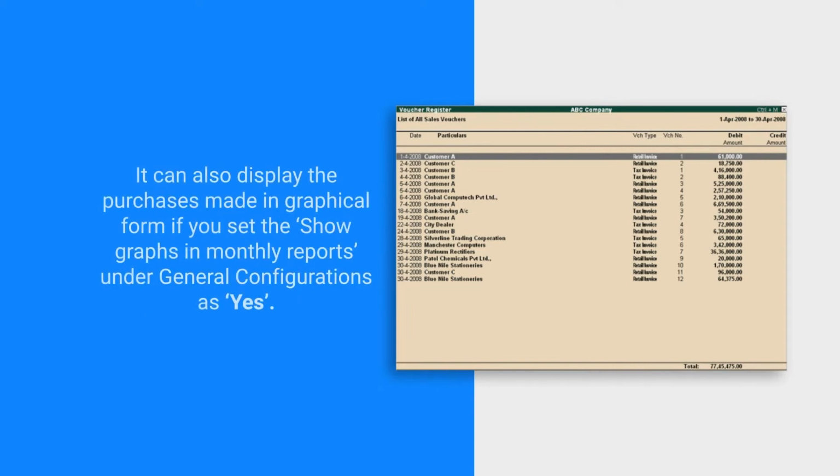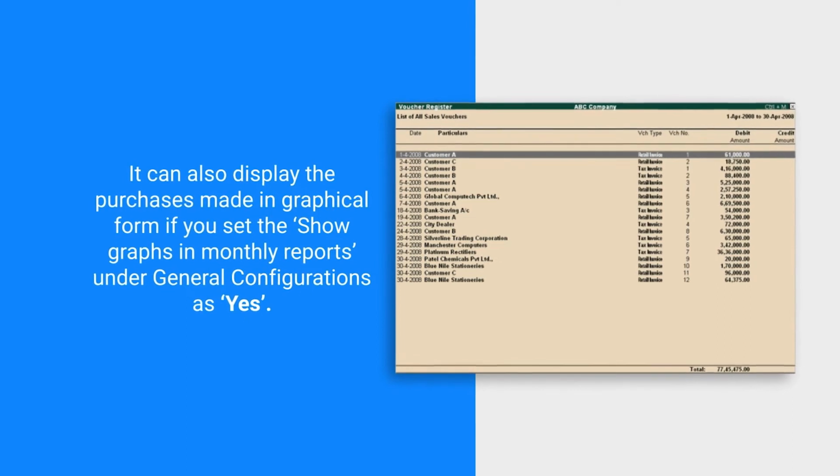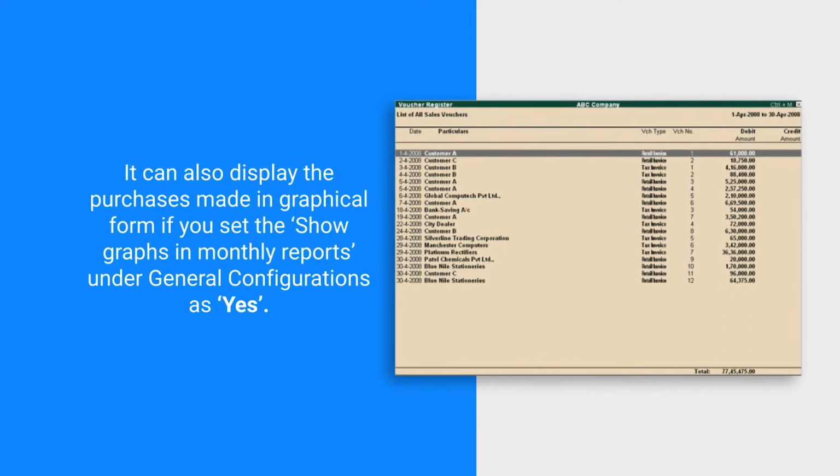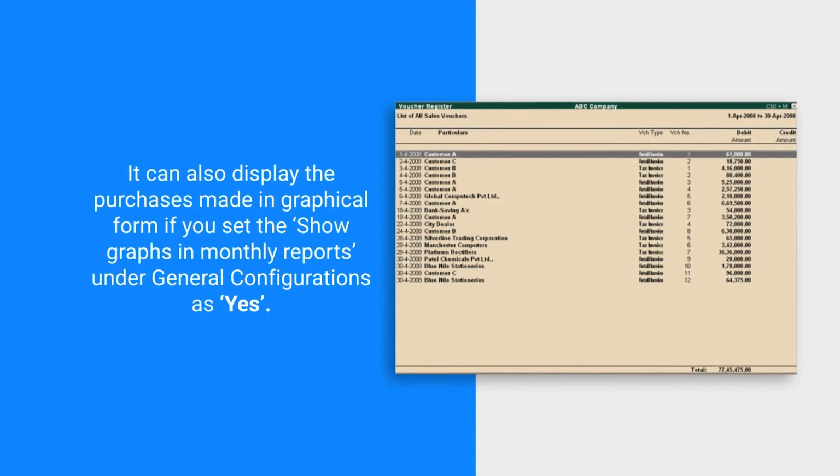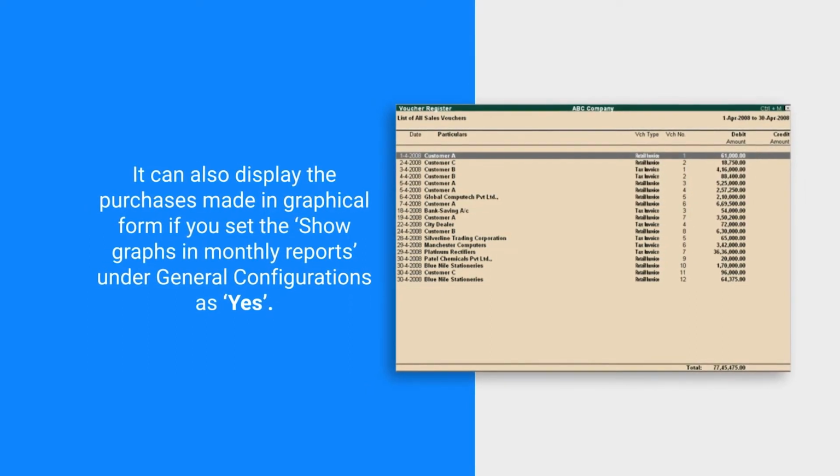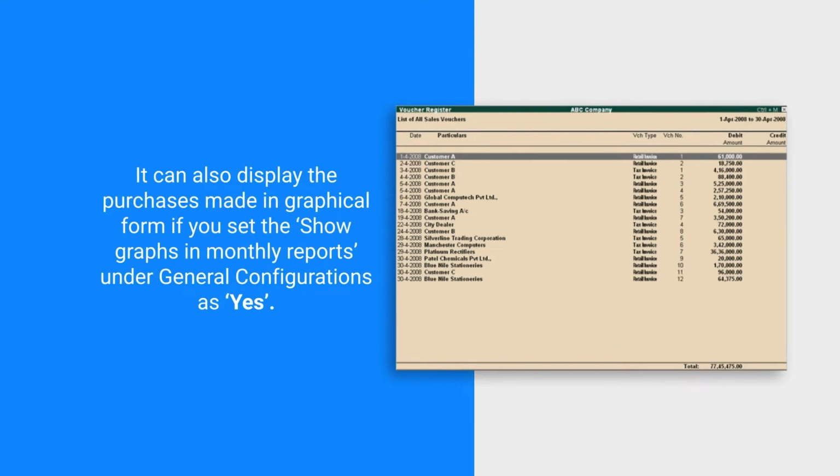It can also display the purchases made in graphic form. For this you have to set the show graphs in monthly reports under general configuration as yes. Once you set this option as yes, all the purchases or the goods which you have sold will be shown along with the numerical form in the form of the graphs also, which is easier to understand and comprehend.